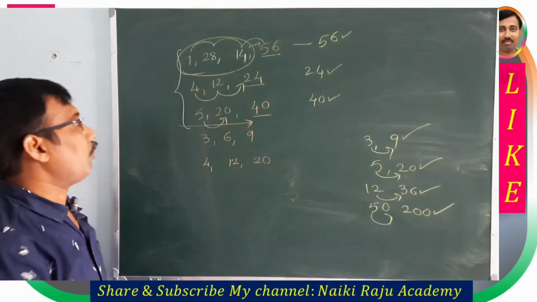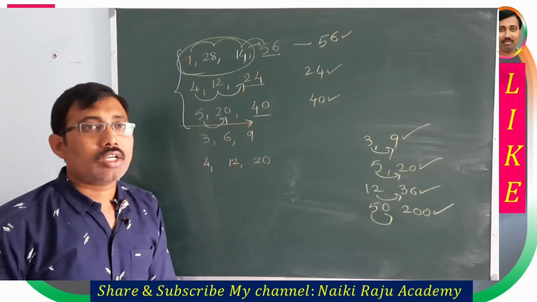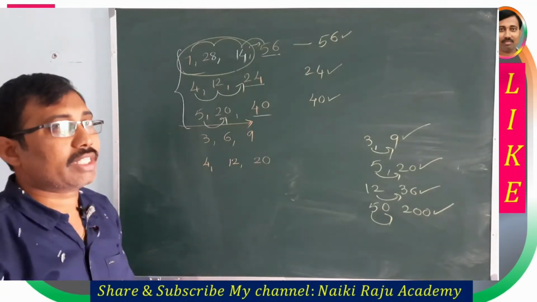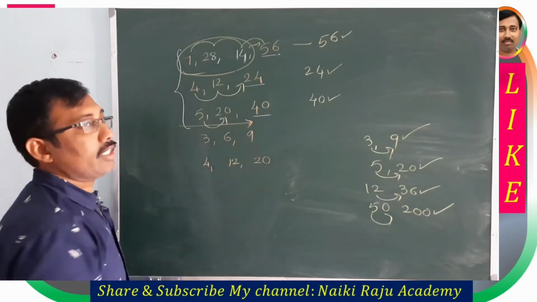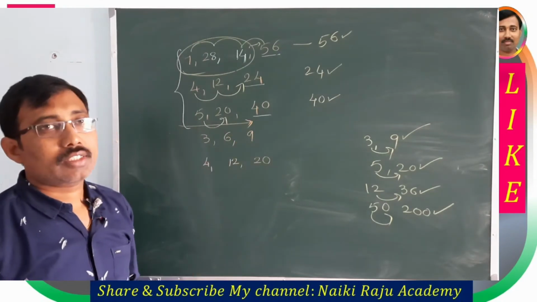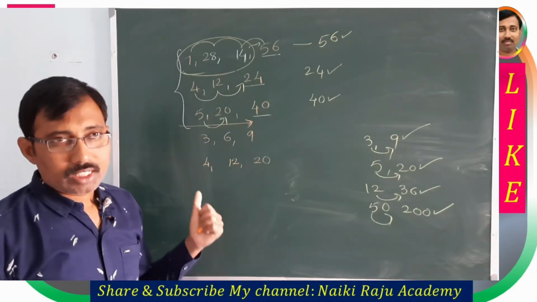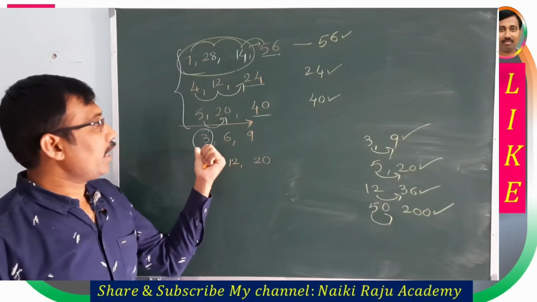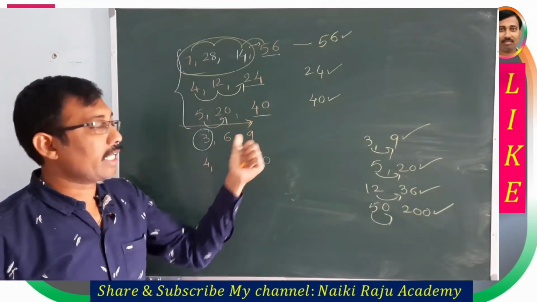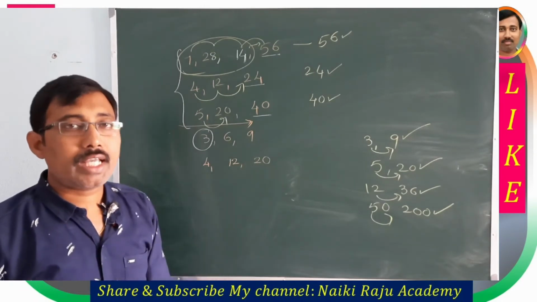Okay. Next, fourth one. 3, 6, 9; 4, 12, 20. How to find the LCM? Easiest method. Okay. Here 3, 6, 9. Here the big number is 9. 3 is also a factor, but 6 is not a factor. So 3 is the factor. So the LCM of 3, 6, 9 is the same as the LCM of 6, 9.